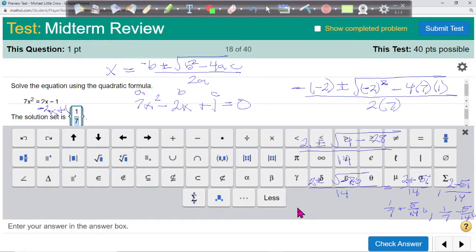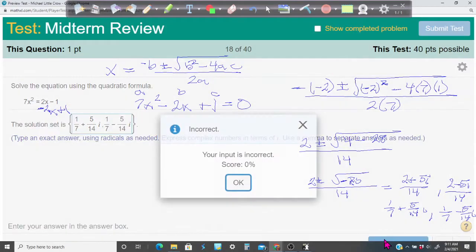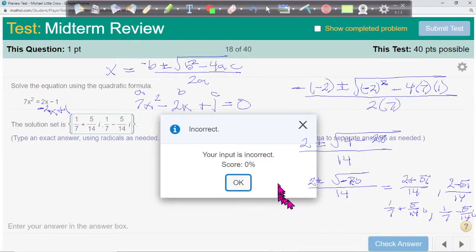1/7, I just use the divide key, plus 5 divided by 14 i, comma, 1/7, minus 5 divided by 14 i. Let's see if that all works. This is what we got, right? Oh, your input is incorrect.